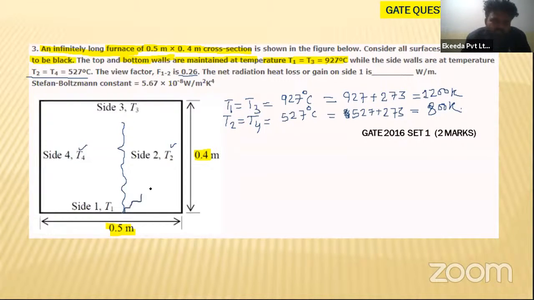So he has given the value of the fraction of radiation leaving surface 1 and reaching surface 2. So F12 he has given. What is the value of F12, my dear students? F12 he has given to be 0.26. Very good. The net radiation heat loss or gain on side 1 is... The Stefan-Boltzmann constant he has given. So, my dear students, he is asking the net radiation heat exchange between surface 1 and all surfaces.